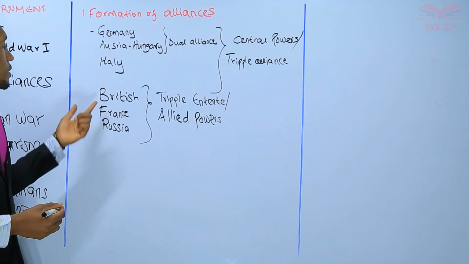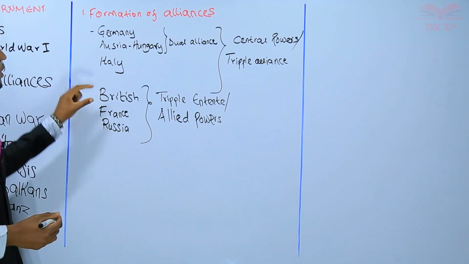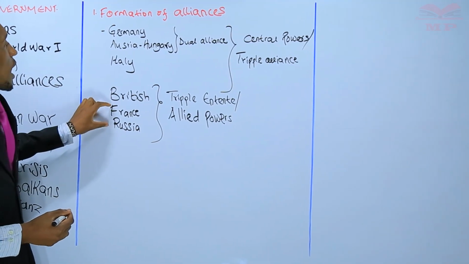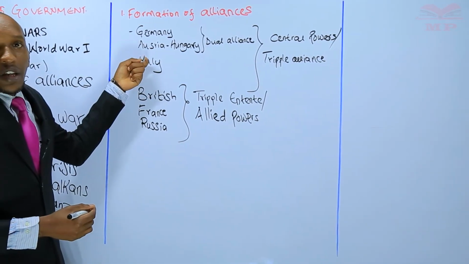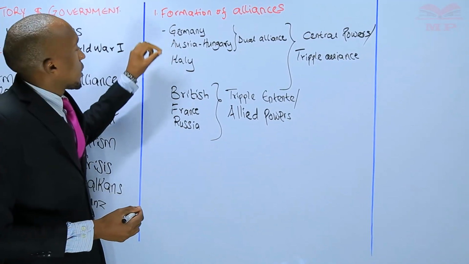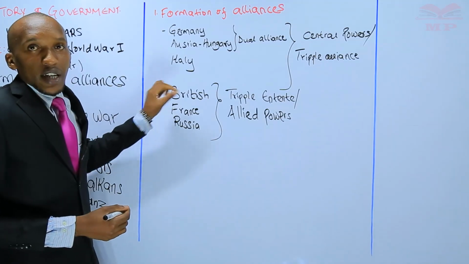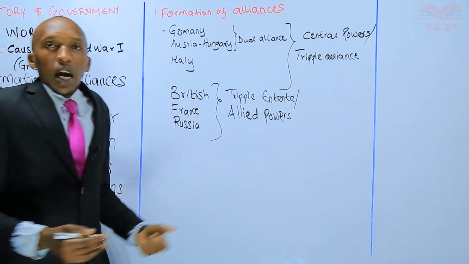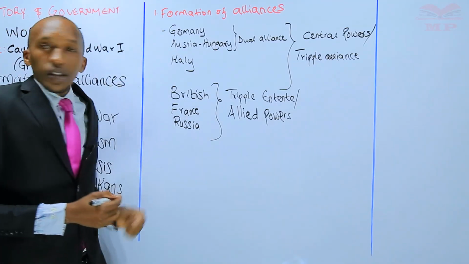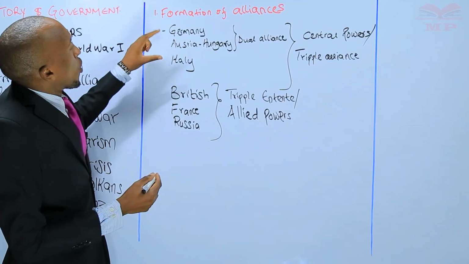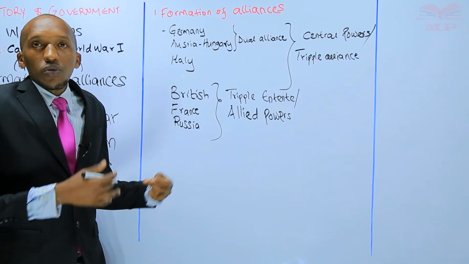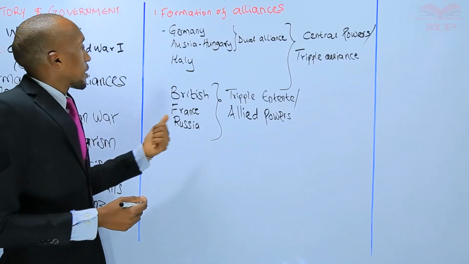So if Britain was in a situation with Italy, for example, these other countries could come and help them resolve the issue. If Italy was in an issue with the British, the two countries could come and join them to fight against the British. But my learner, I want you to note that as the war progressed, more countries came to join either side. At the end of it, we are going to look at what these countries are.